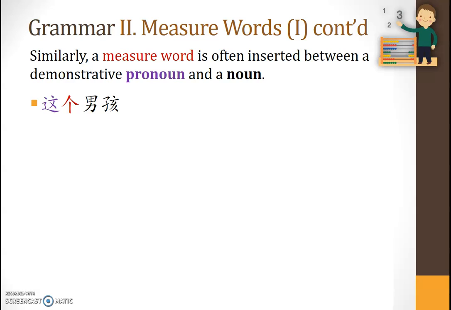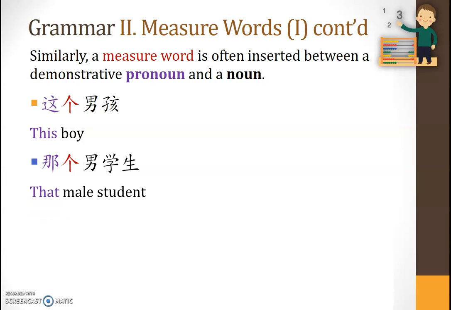Other than going between the number and a noun, it often also goes between a pronoun and a noun. For example, 这个男孩, 这 means this. It's a demonstrative pronoun. Another example would be 那个男学生, that boy student, that male student.